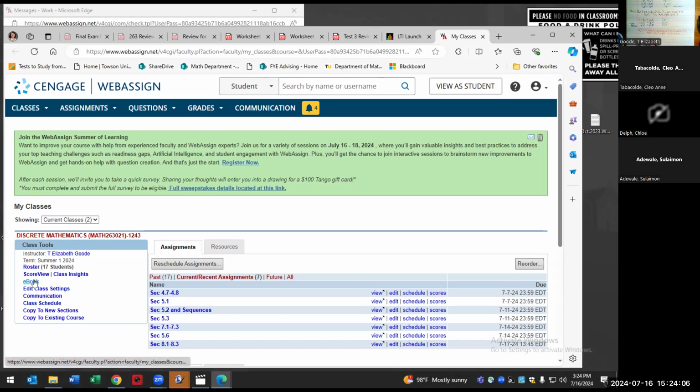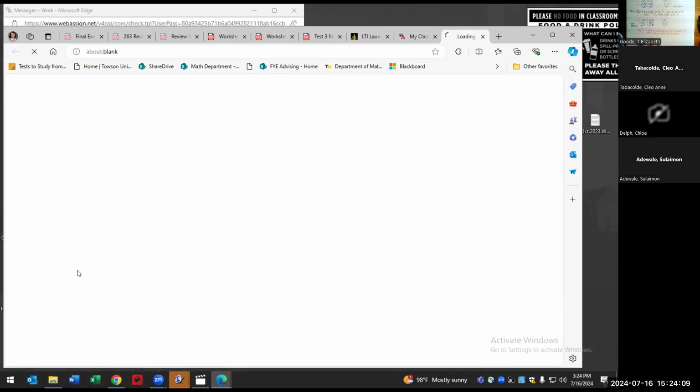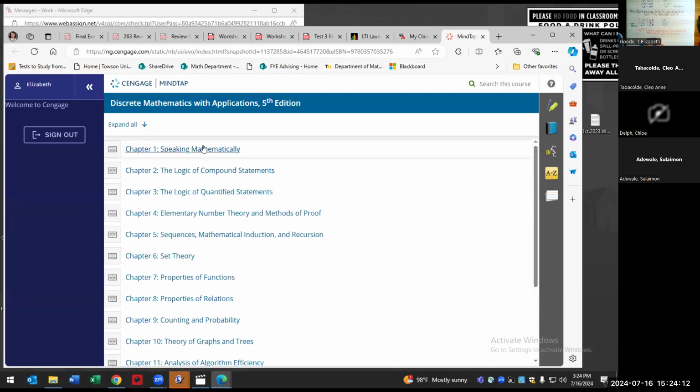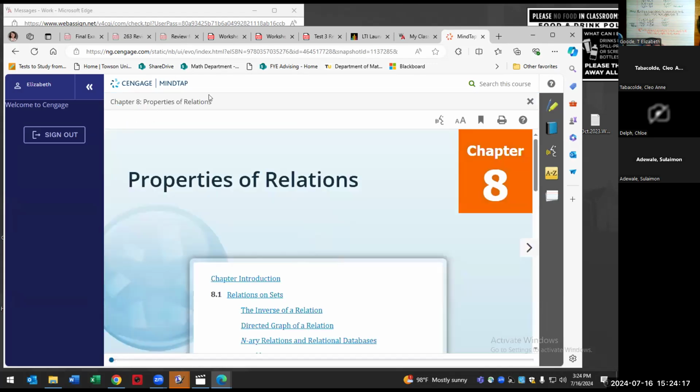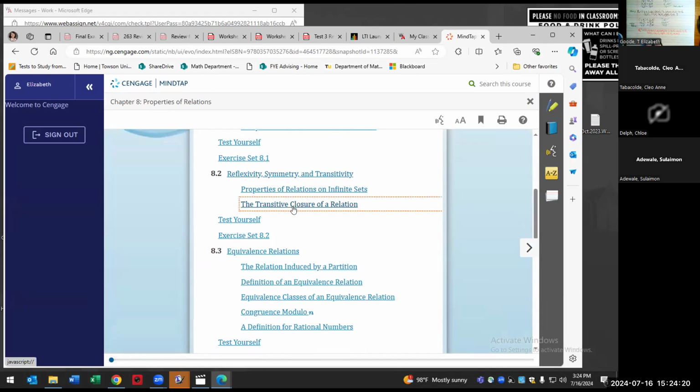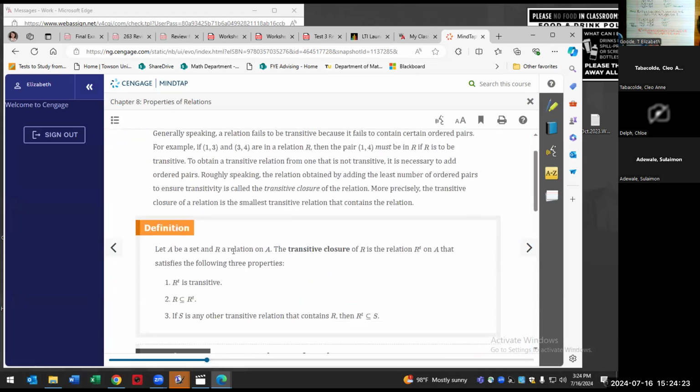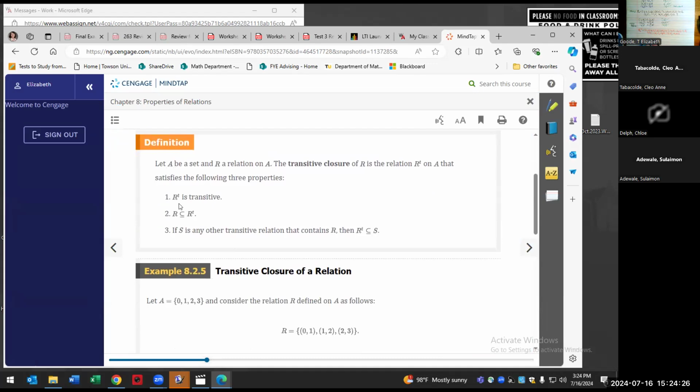All right, so here we go, ebook. We're going to look at what Epp says about transitive closure. We're in chapter 8, properties of relations, section 2, transitive closure. So here's our definition. Oh, and she uses a little t, I use a big T. Doesn't matter. Let A be a set and curly R be a relation on A. The transitive closure of R is the relation RT on A that satisfies all these properties. It is transitive. The original set is a subset of RT.